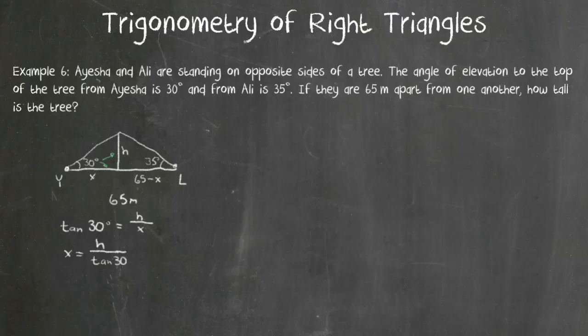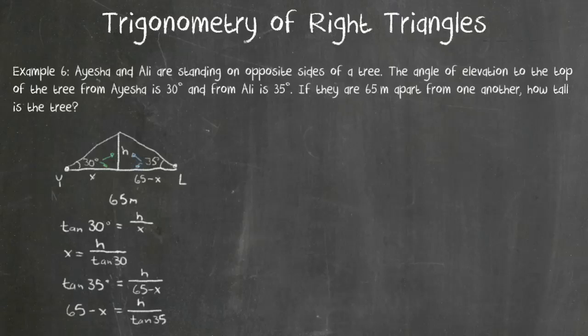I'm now going to look at the triangle on the right half. From my reference angle, I have opposite and adjacent, so again I'll use tan. So the tangent of 35 degrees is equal to h over 65 minus x. I'm going to switch the location of tan 35 and 65 minus x, so I have 65 minus x equals h over the tangent of 35.